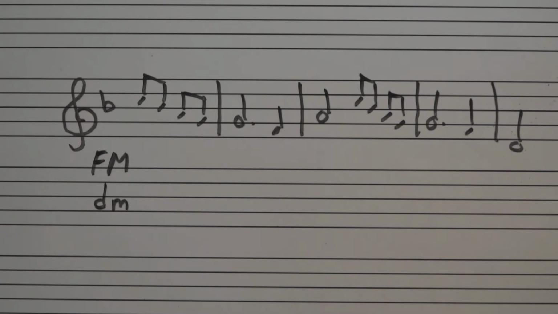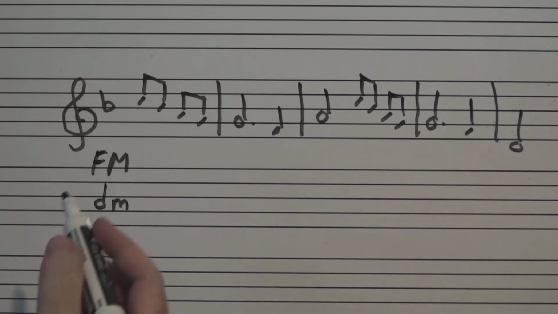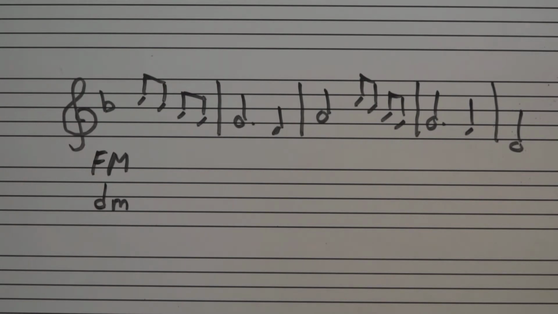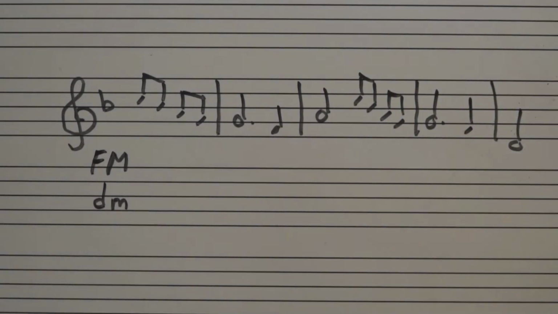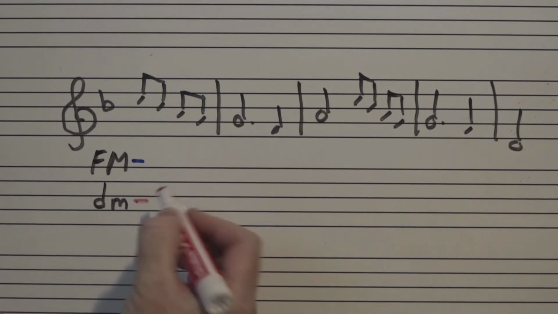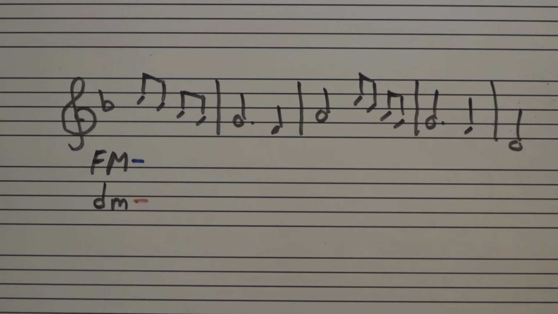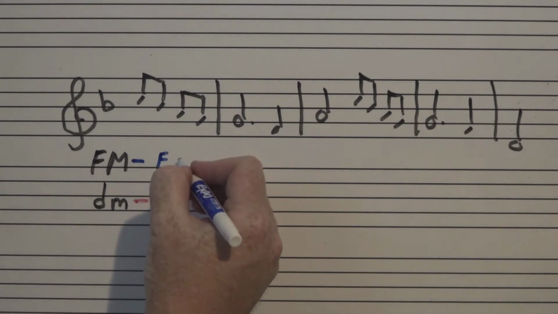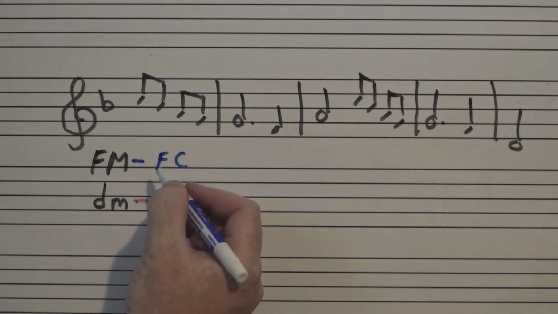Now, how to find what key it's in? Well, let's especially look for scale degree 1 and scale degree 5. Now, for this kind of analysis, I find it very helpful to use 2 different colors. So, F major will be blue, and D minor will be red. And let's look for scale degree 1 and 5 in F major. That is an F or a C, scale degree 1 and 5.